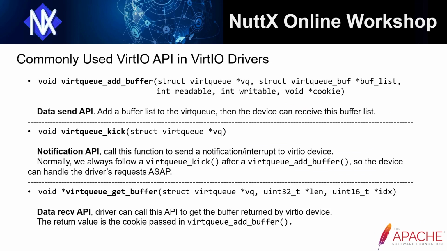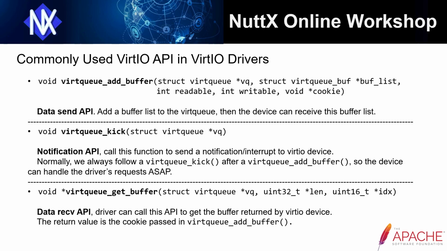Next, I want to introduce some commonly used VirtIO APIs in VirtIO drivers. The first API is virtqueue_add_buffer. This is a data send API. The driver can call this API to add a buffer list to the virtqueue, and then the device can receive this buffer list.